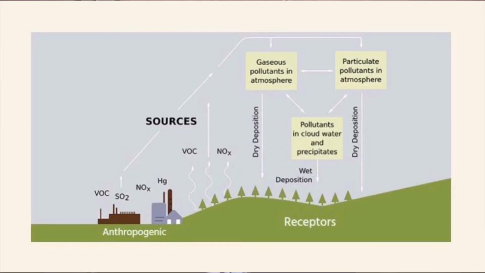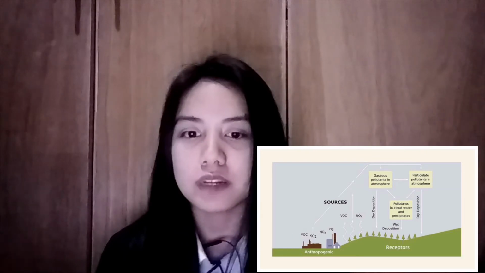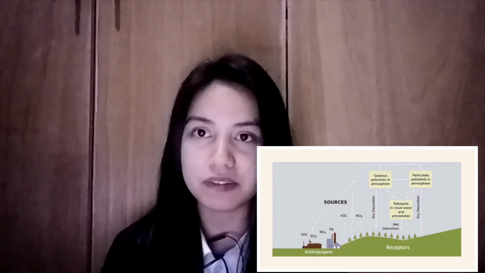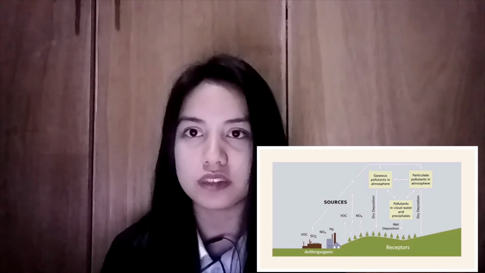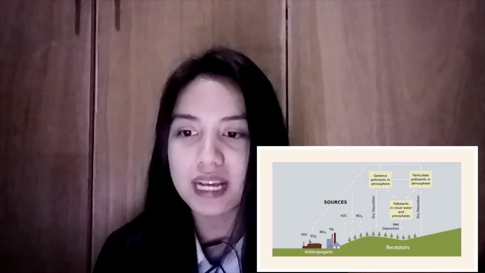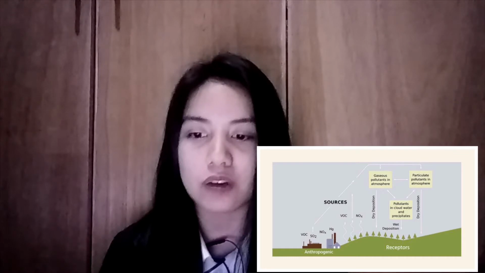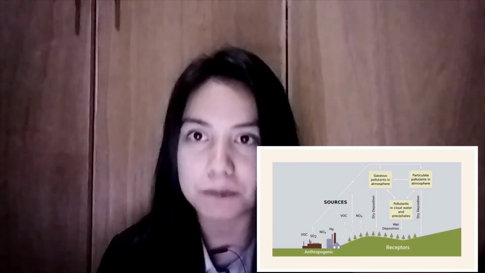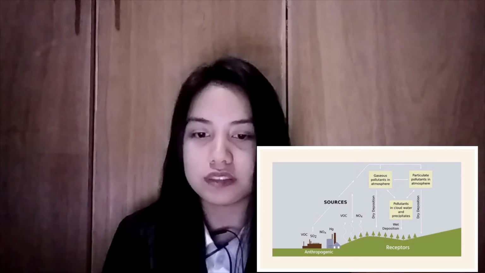Now, how does acid deposition occur and form? Pollutants and chemicals are emitted into the atmosphere, and most of these pollutants are anthropogenic, which means they are man-made or stem from human activities. Some of the pollutants include nitrogen oxide and sulfur dioxide. Gaseous pollutants in the atmosphere, particulate pollutants, and the pollutants in cloud water and precipitates combine and form acidic particulates. These particulates can travel over long distances.